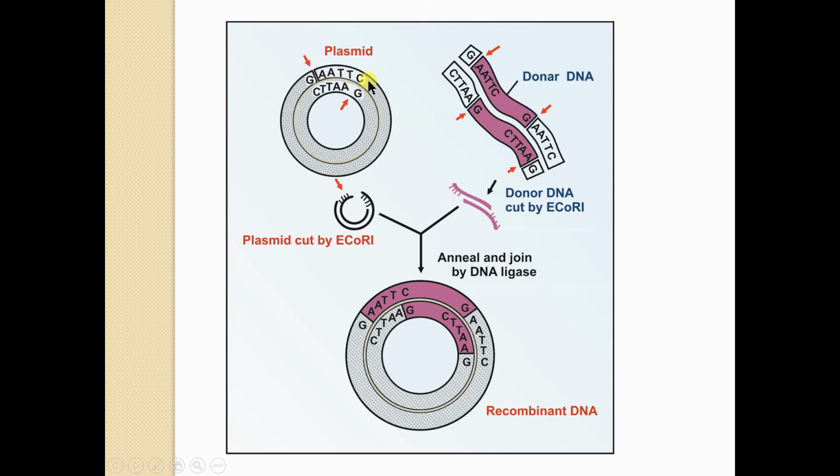Now, when you read this sequence GAATTC in the first strand, and then read the sequence in the complementary strand from that side, both sequences are similar. When we read backwards in the other complementary strand, this type of sequence is known as a palindromic sequence. You can see a palindromic sequence is present in the donor DNA, and it is also present in the plasmid DNA.